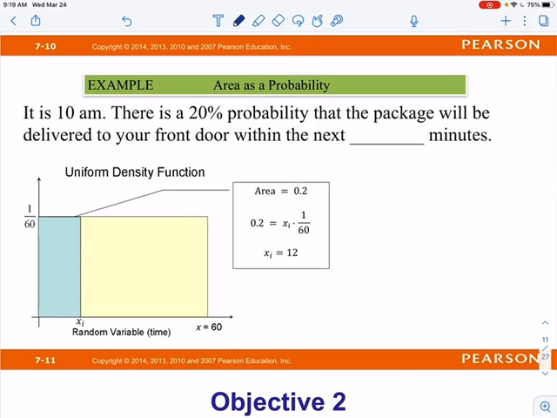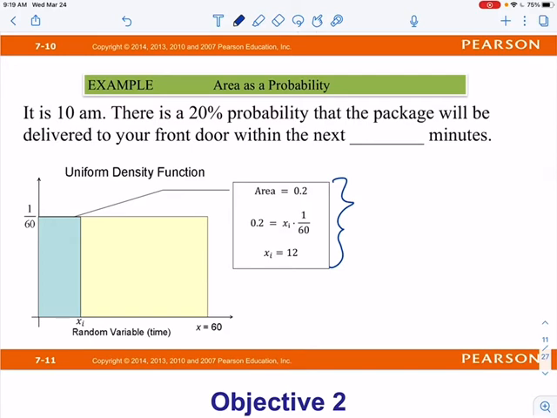Okay. So it is 10 a.m. There is a 20% probability that the package will be delivered to your front door within the next how many minutes? So again, spoiler alert, the answer is right here, but I'm going to go through it again.